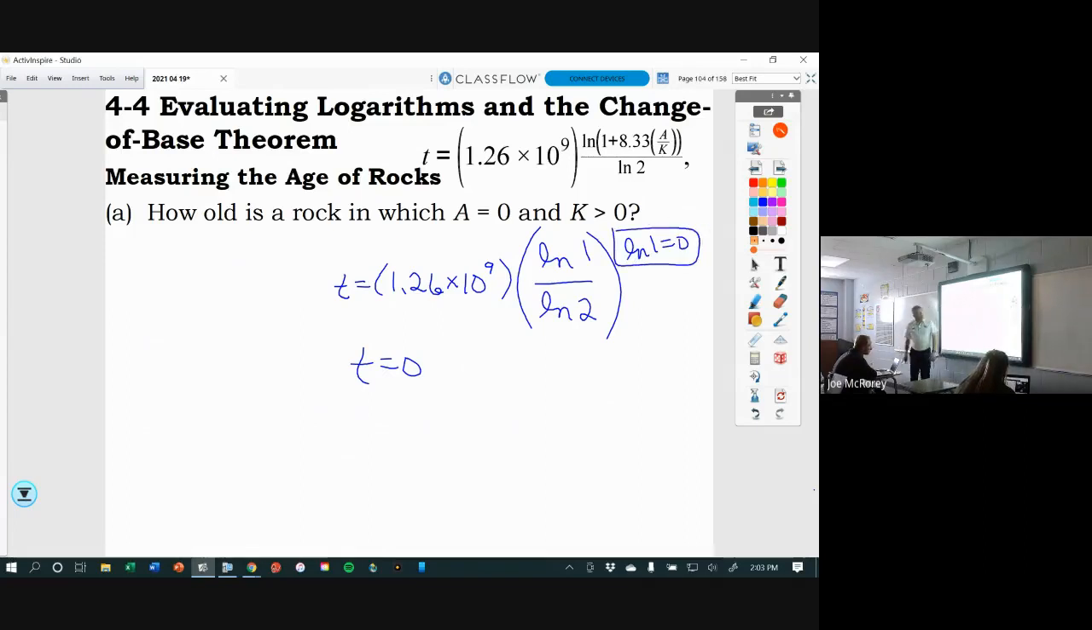Okay. How old's the rock? It's not old at all. 0. It's a newbie, a newborn or whatever, right? It's a new rock. So we found a brand new rock, apparently. I don't know how that works. Go back a page.